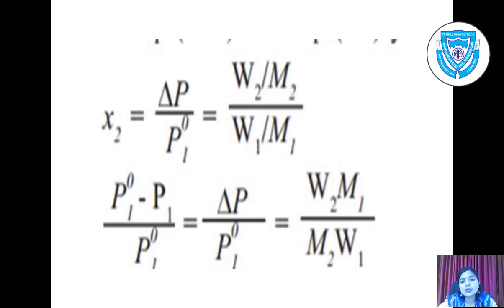Now substituting these values, we get x₂, which is equal to ΔP divided by P₁⁰, equal to W₂ upon M₂ divided by W₁ upon M₁. Here ΔP is nothing but P₁⁰ minus P₁. So (P₁⁰ − P₁) divided by P₁⁰, which is equal to ΔP divided by P₁⁰, is equal to W₂ into M₁ divided by W₁ into M₂.